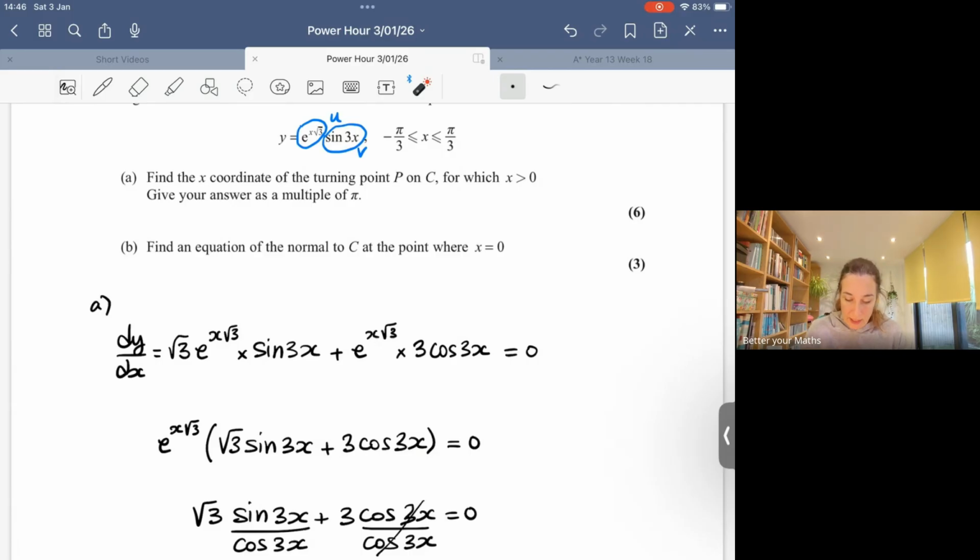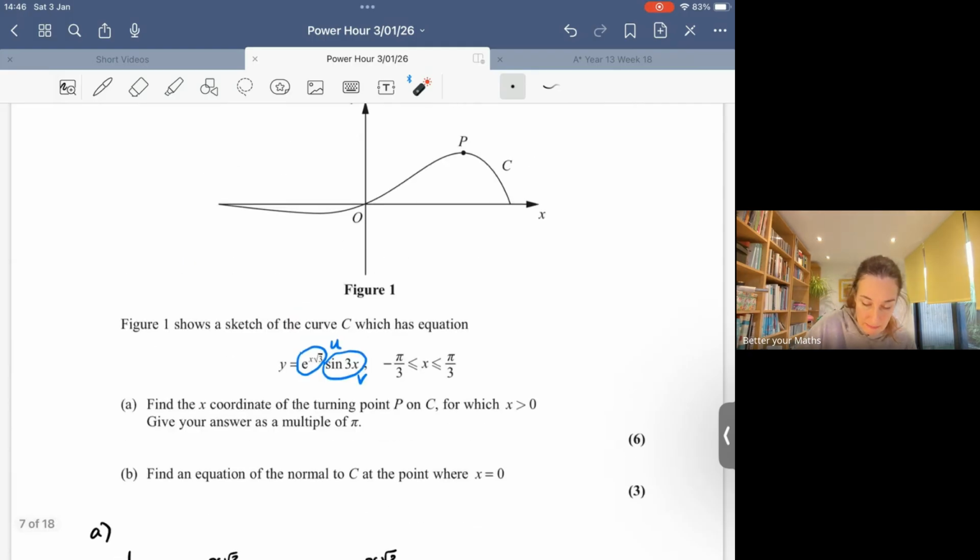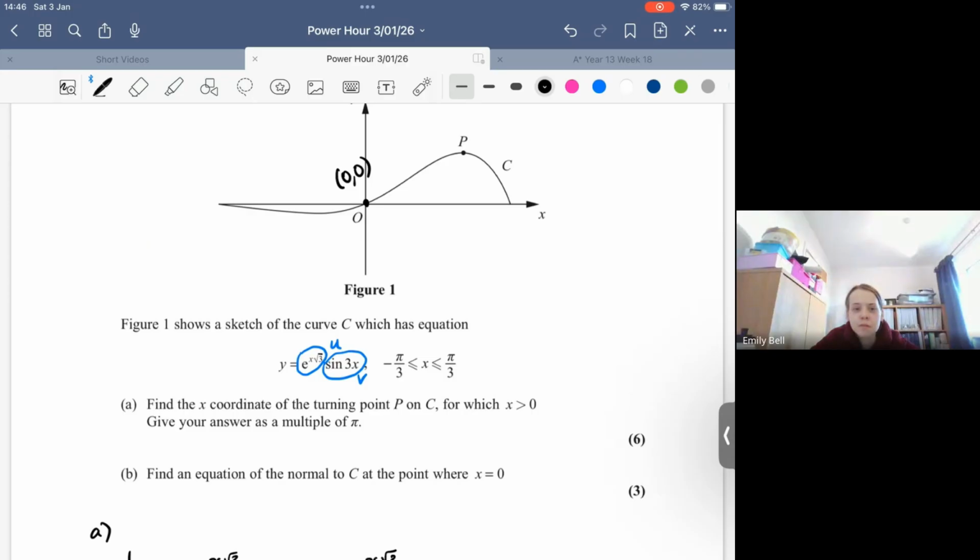Now, find an equation of the normal to C at the point when x is 0. When x is 0, I'm here. So x is 0, y is 0. I have that point. How am I going to find the normal? Do you remember? Emily, how can I find the normal, the equation of the normal? I need the gradient and 1 point. I have the point already. How can I find the gradient? Is it the negative reciprocal of the gradient at that point?